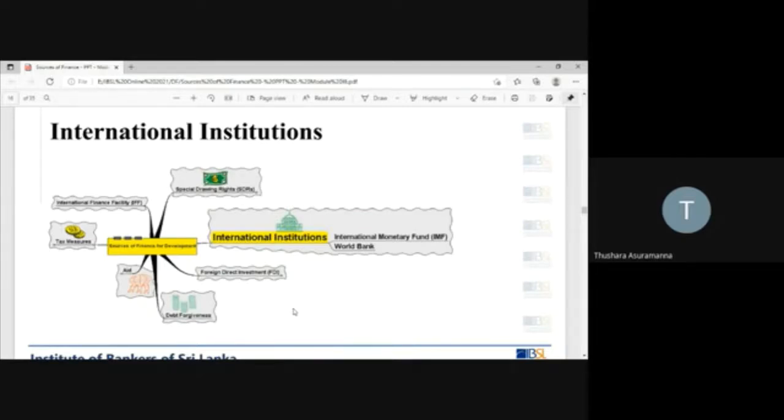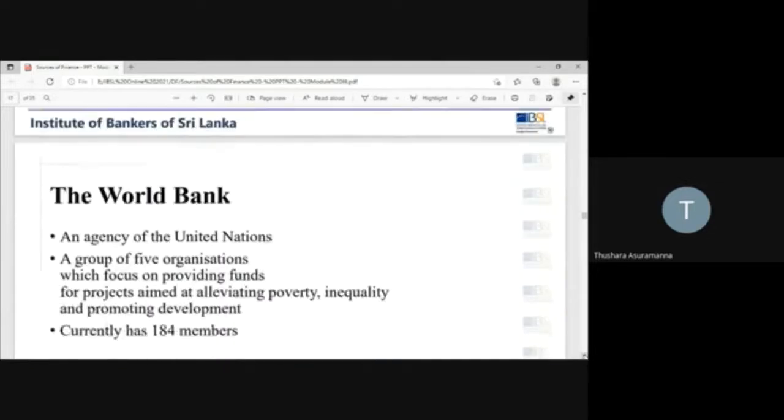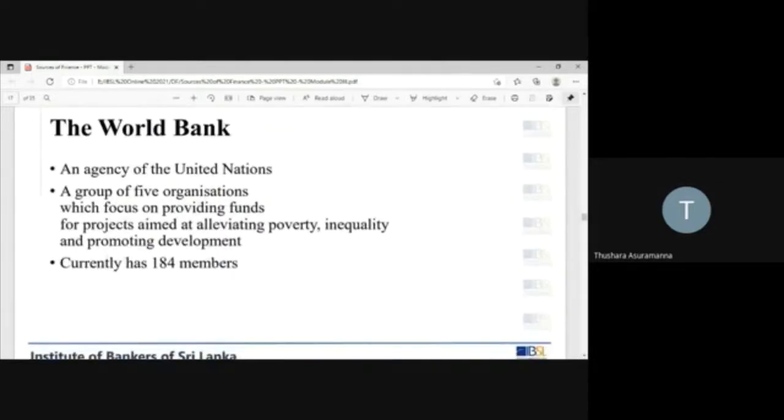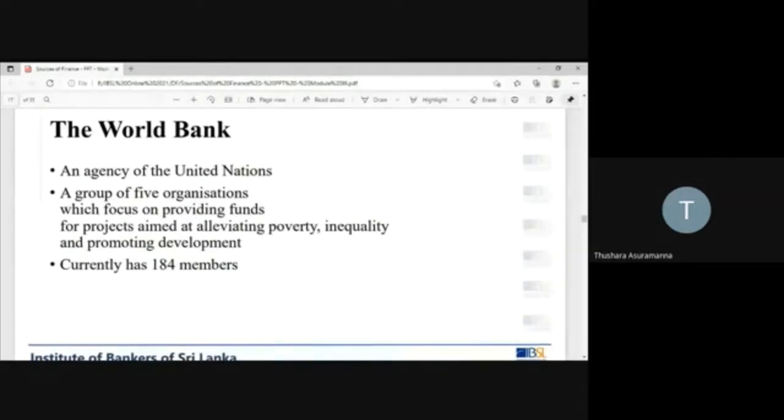Now let's see what these international institutions are. The first one is the World Bank. The World Bank is an agency of the United Nations, a group of 5 organizations, we'll see what those are shortly, providing funds for projects aimed at alleviating poverty, inequality, and promoting development.